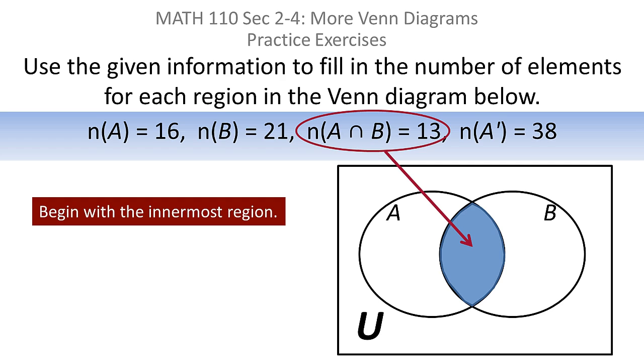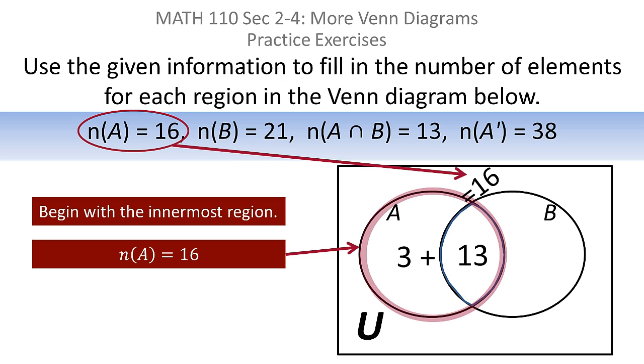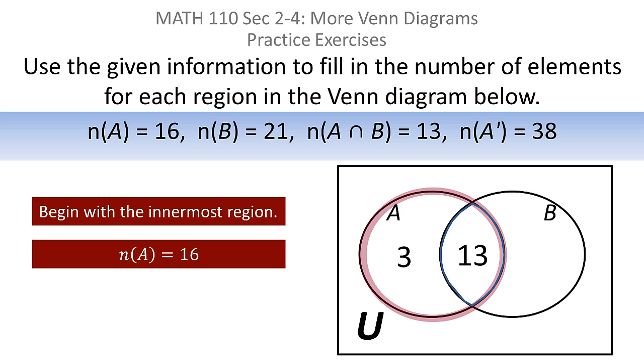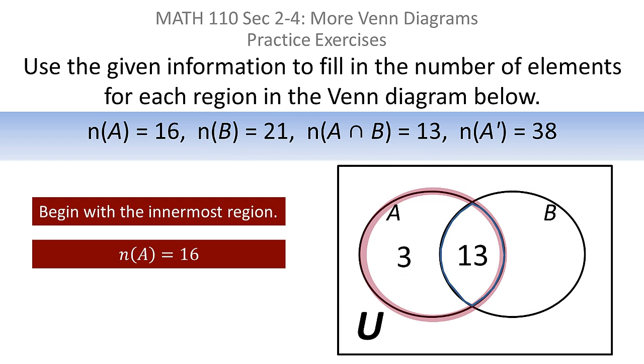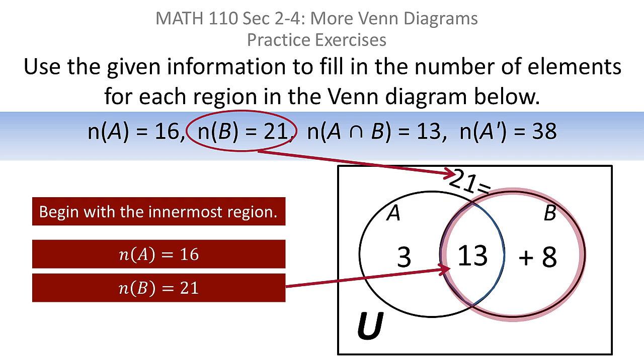My advice, as always, is to begin with the innermost region. That's where A and B overlap, and that's 13. Then I'll look at set A. I know that set A has 16 elements in it. If I already have the 13 there, I have to add 3 more in order to get to 16. So that tells me that the other part of set A has 3 elements. And then I do the same thing with B. I know set B has 21 elements in it. I already had 13 of them counted, so I have to add 8 more in order to get to 21.